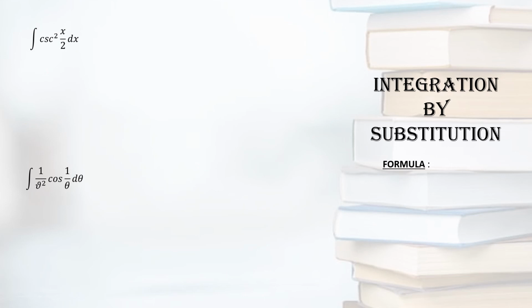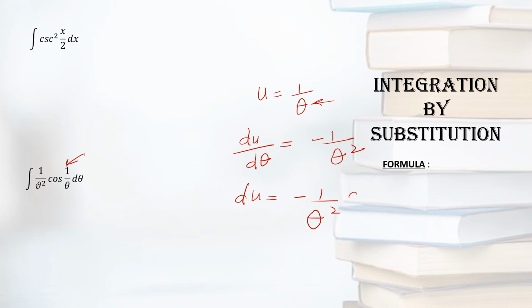Again here the last question, here you have cosine 1 over theta. So here you have one trigonometric function. So the angle will be your u, that means 1 over theta. Take the derivative with respect to theta, theta is your variable, and the derivative of 1 over theta is negative 1 over theta square. Bring the d theta to the other side. Now you can compare that you don't have a negative sign in the question, so bring the negative to the other side. So you will get negative 1 over theta square d theta equals du, which means 1 over theta square d theta equals negative du.